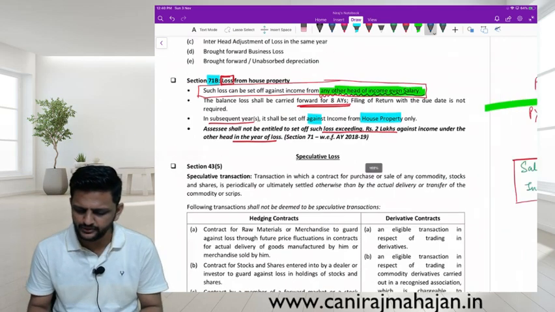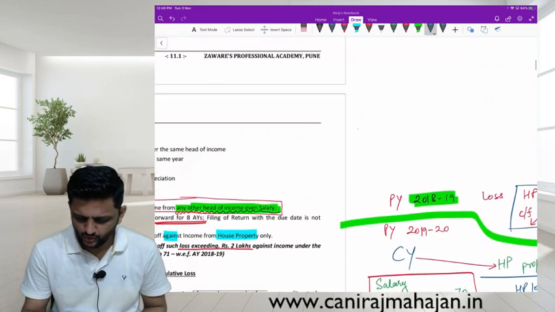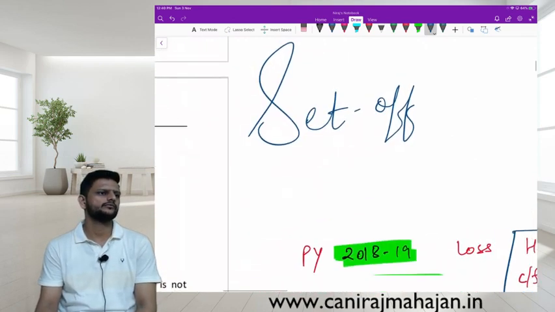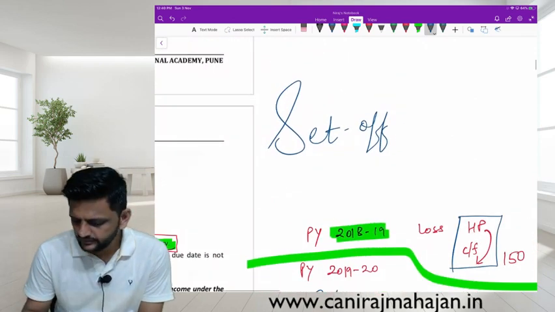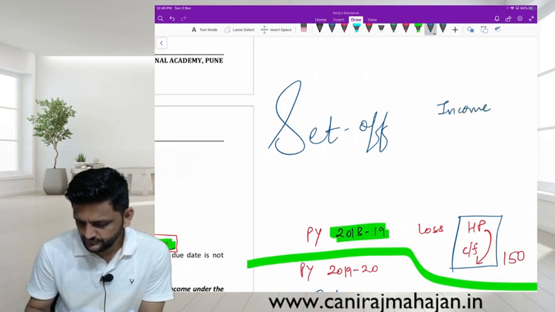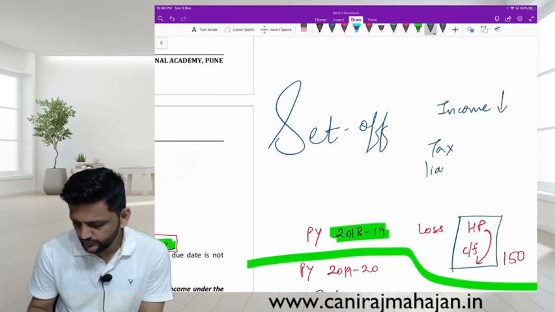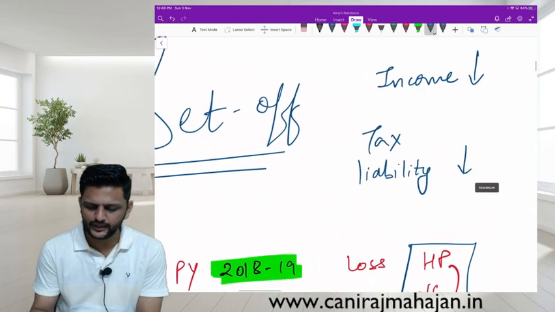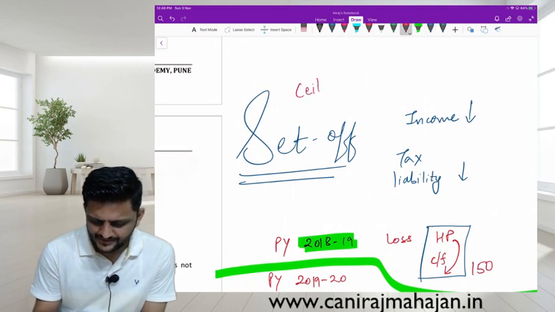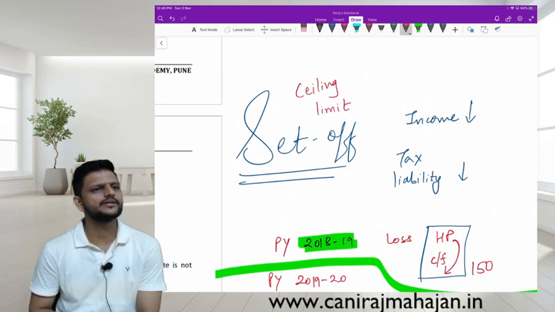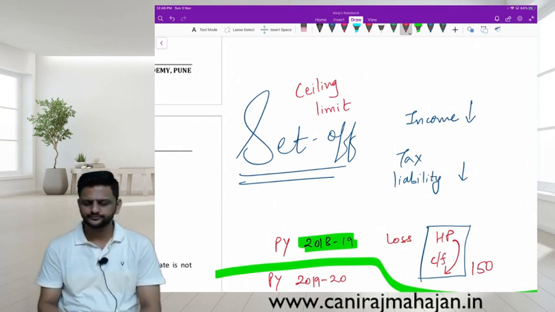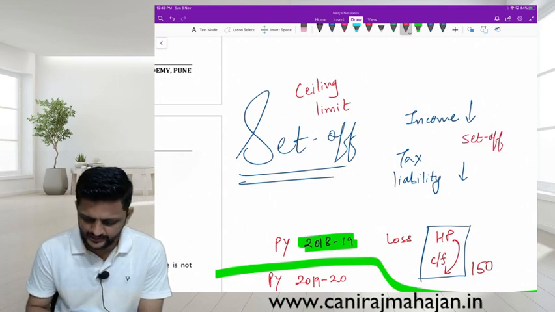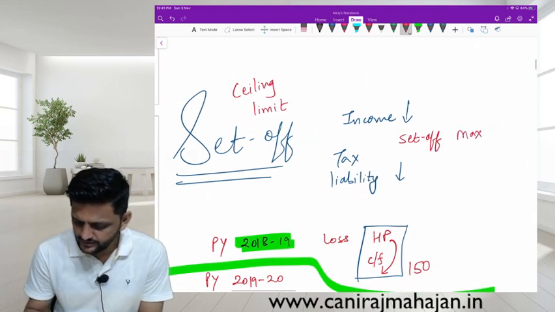Some very practical or simple thing which you have to understand is, what is the effect of set off? Income will reduce, correct. So tax liability will reduce because of set off. Yes or no? That's why they have put a ceiling limit to set off. Are you following? So what are they saying? How much set off you can do at maximum? Maximum rupees 2 lakhs.